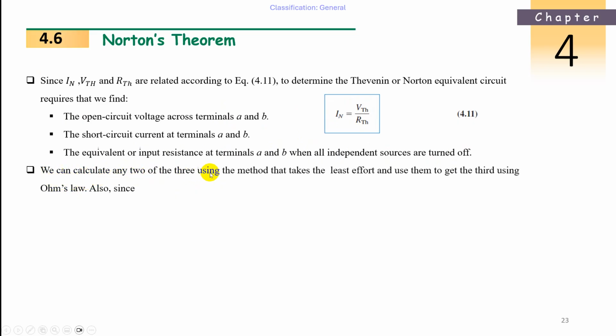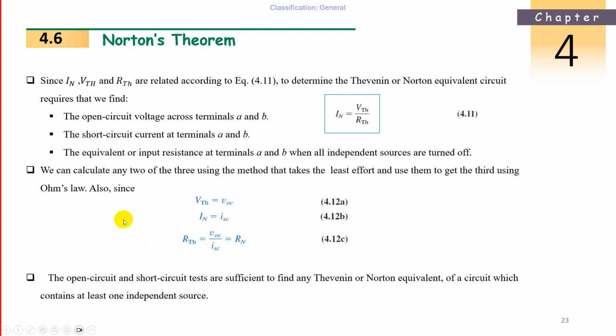We can calculate any two of the three quantities IN, V Thevenin, R Thevenin, where R Thevenin is equal to RN, using the method that takes the least effort, and use them to get the third using Ohm's law. IN is equal to V Thevenin by R Thevenin. V Thevenin is equal to VOC, the open circuit voltage. IN is the short circuit current. R Thevenin is VOC by ISC, which is equal to RN. Also V Thevenin by IN is RN or R Thevenin. Both are the same, so if you find any of them, the others are easy.